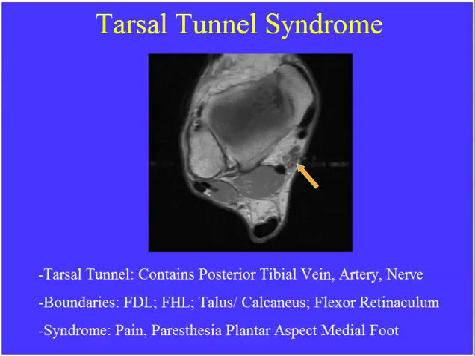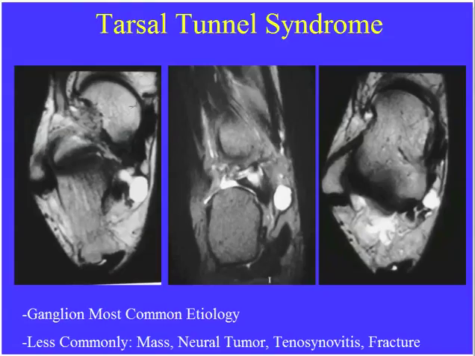Tarsal tunnel syndrome, unlike carpal tunnel syndrome, typically is secondary to a mass rather than a repetitive injury. So if a patient presents with tarsal tunnel syndrome and pain in the distribution of the posterior tibial nerve, then you need to be doing an MR, and the most common mass is going to be a ganglion that extends into the tarsal tunnel.